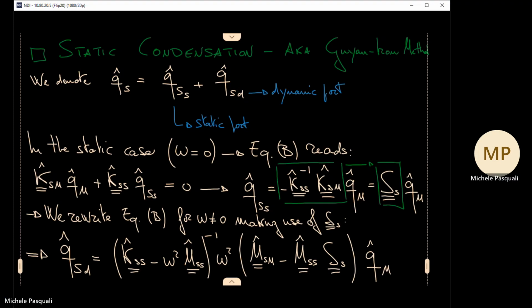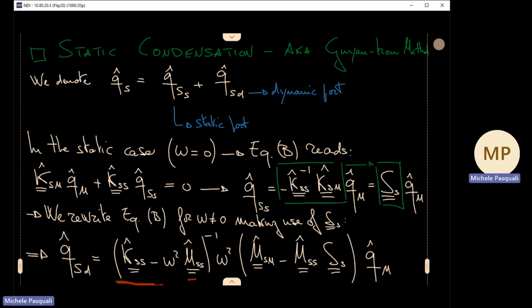Now, the founding hypothesis of the Guyan-Irons method is that we assume that this is 0. The dynamic part of the slave nodes is 0. When does this make sense? Well, saying that this is 0 means, indeed, from this definition, that this first part is very small. Assume that omega in general is different from 0.